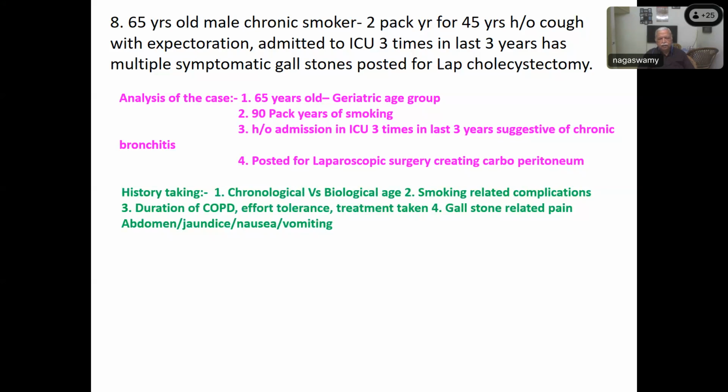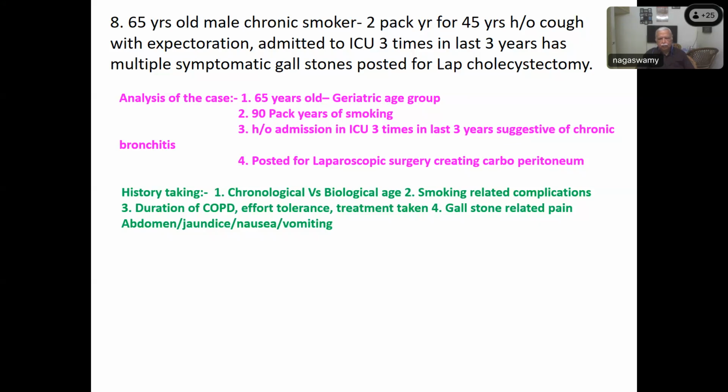and his biological age. As I told you in the earlier class and showed you the pictures, sometimes a patient may be saying he is 80, but he may look like a 60-year-old because he is well preserved, he doesn't have other comorbidities, he may look much younger. So always assess the chronological versus biological age.